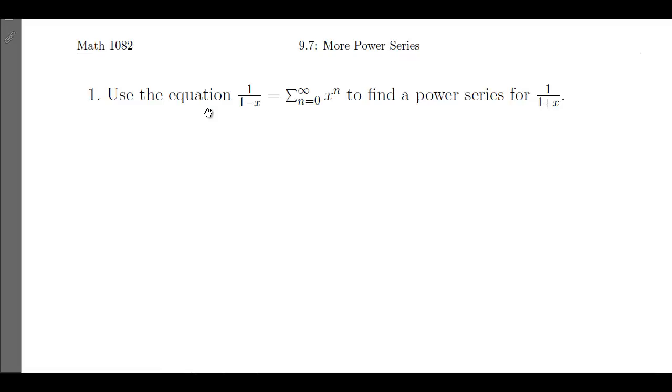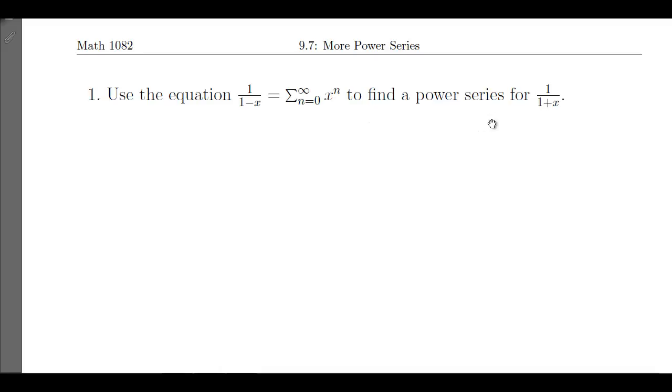In this video, we're going to work through some problems using power series. We're going to essentially start with a known power series and derive a different power series from this, so sort of power series operations. So the first question here, we're going to use the equation 1 over 1 minus x equals the sum from n equals 0 to infinity x to the n. So it's just a given power series. We're going to assume that's true.